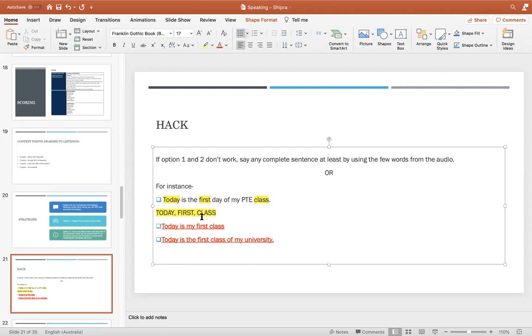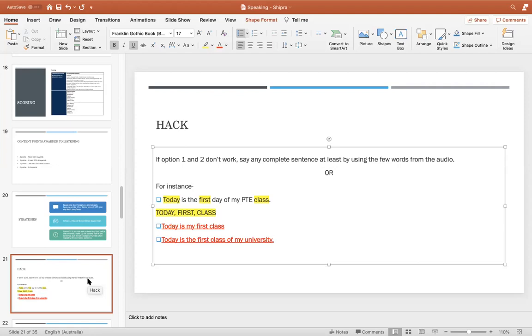Okay. So you can either say today is my first class, you will still get full points even if you have missed some words here and there, okay? Or you can say today is the first class of my university, still you will get full points for your repeat sentence. So it doesn't matter what extra words you add to the sentence as long as it has the keywords that are supposed to be in the sentence, okay?